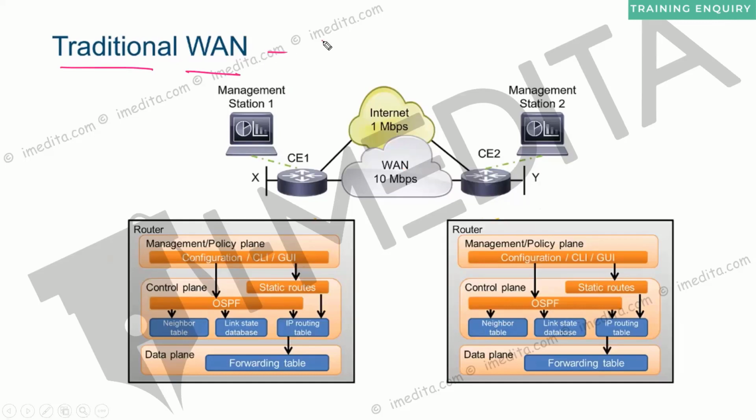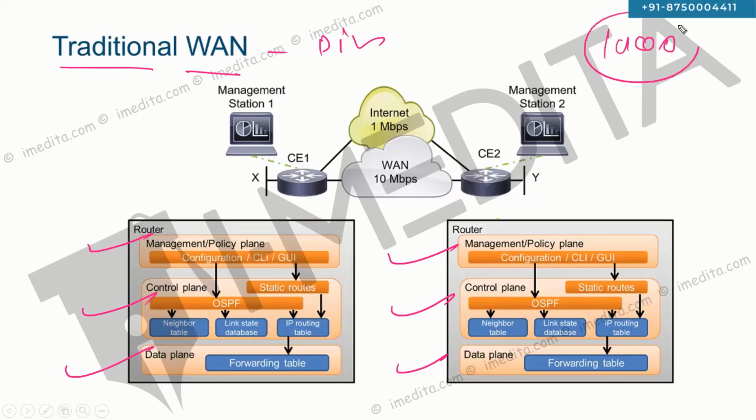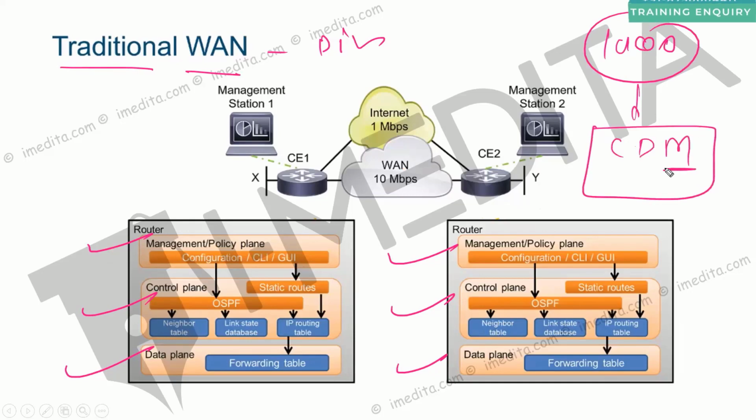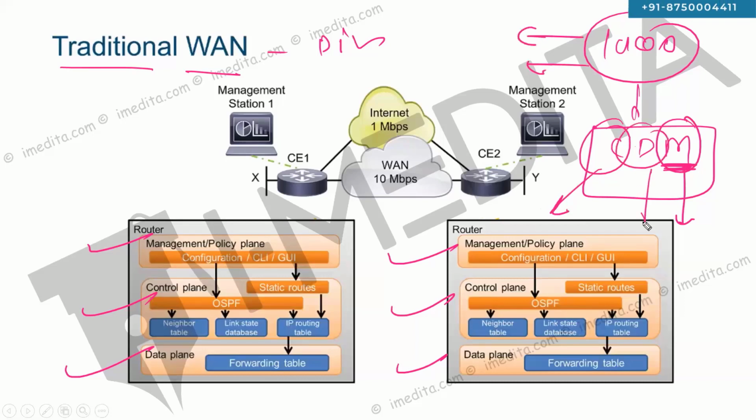So the traditional WAN has a distributed control plane, data plane, and management plane. If we have 1,000 traditional routers, we will have 1,000 control planes, data planes, and management planes. You will need to access all those 1,000 devices one by one to do some configuration tasks. Once you do the configuration, all these devices will build some sort of tables, and based on those tables, the device will start forwarding the data.